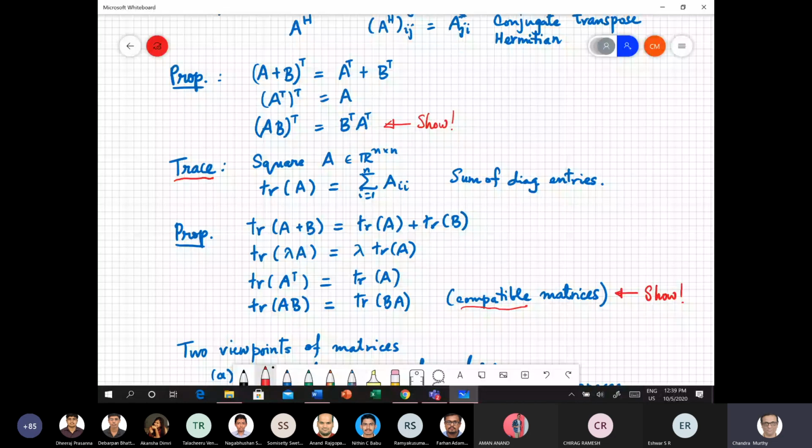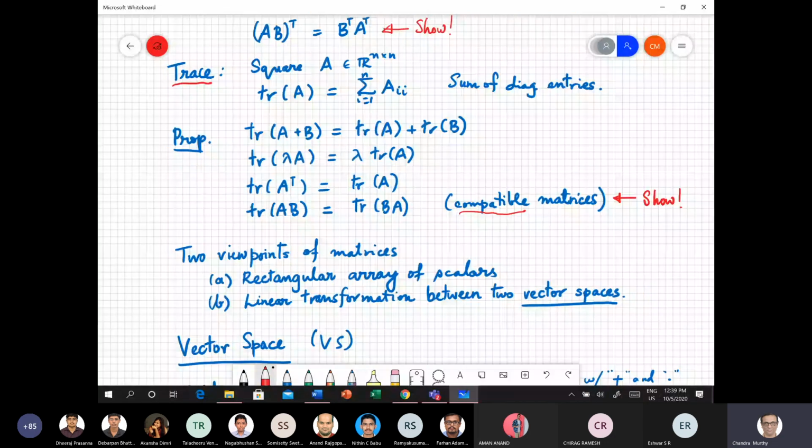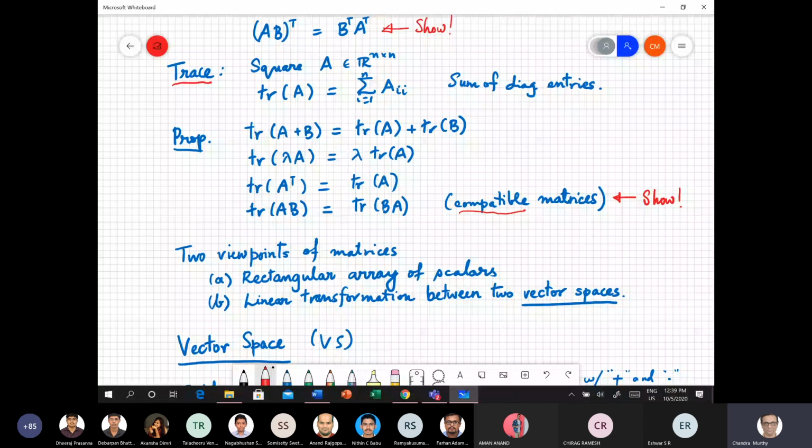As I mentioned to you a little earlier, there are two ways of looking at matrices. The first is that it is a rectangular array of scalars. That's a simple way to introduce matrices, which is why I started with that definition. But as I mentioned, the more useful viewpoint is that it represents a linear transformation between two vector spaces. In order to understand that, we need to know what a vector space is, and that's what I'm going to define next. Are there any questions so far?